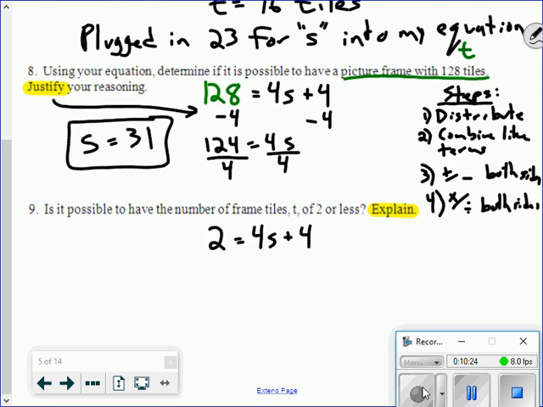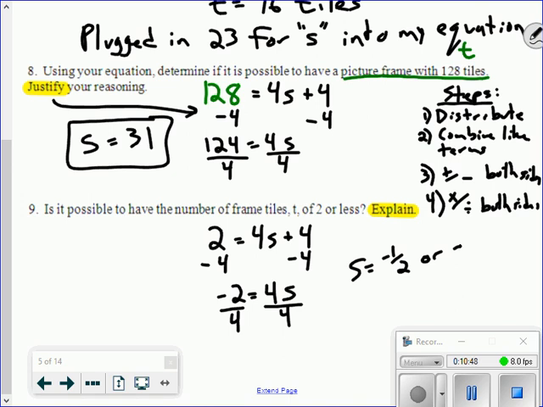Okay, so there's a couple reasons why we can't have 2 or less in our frame. You could go back to if we had no picture, we'd have 4 tiles. But if I solved this, I would get that my picture is -1/2 or -0.5. And it is not possible to have a negative length.